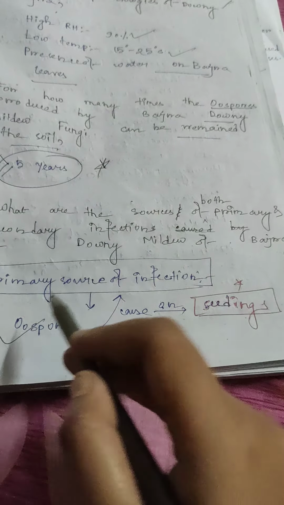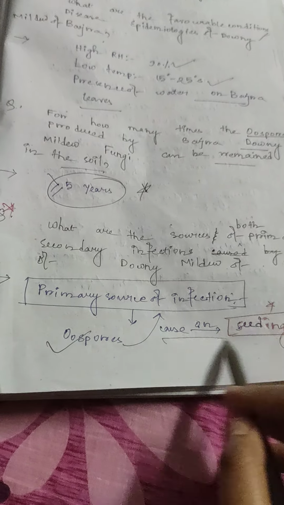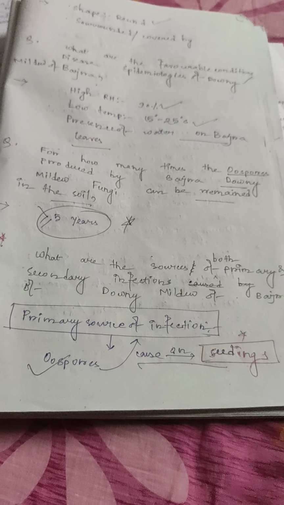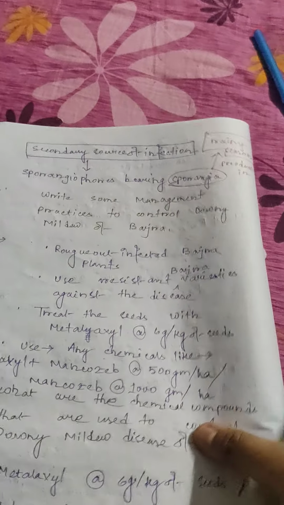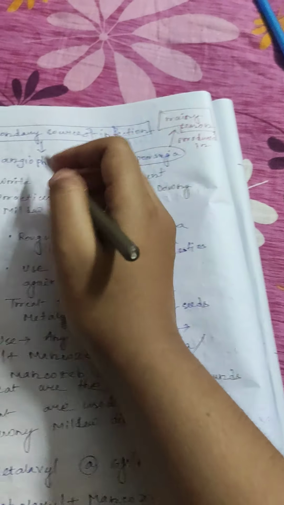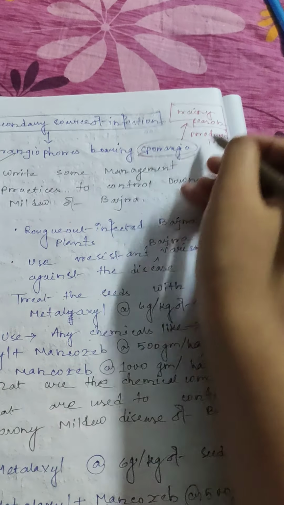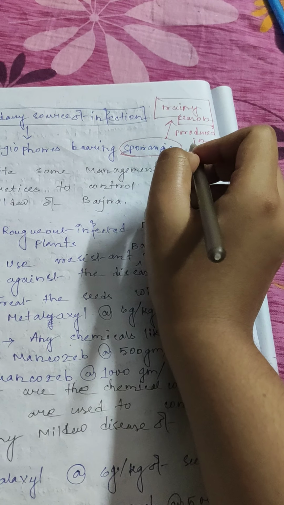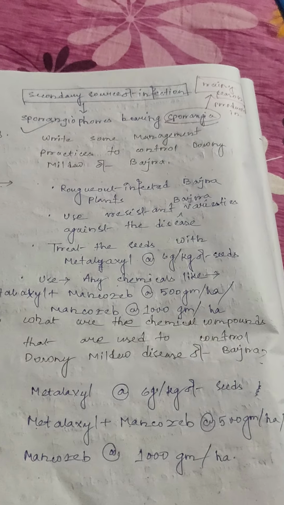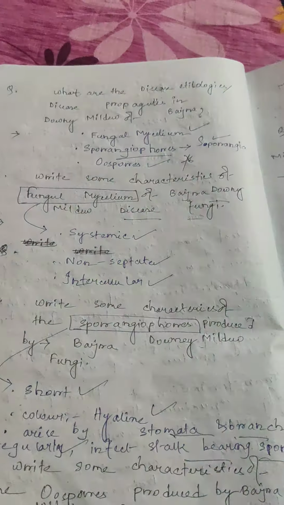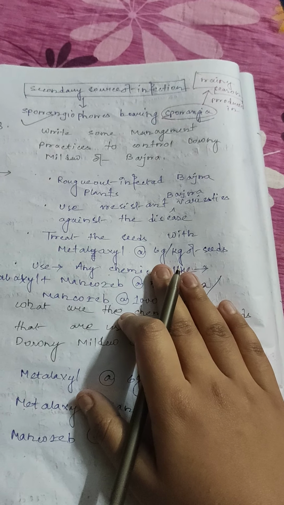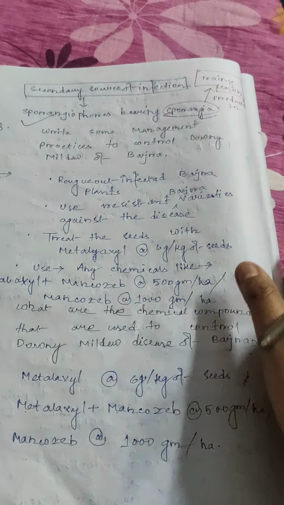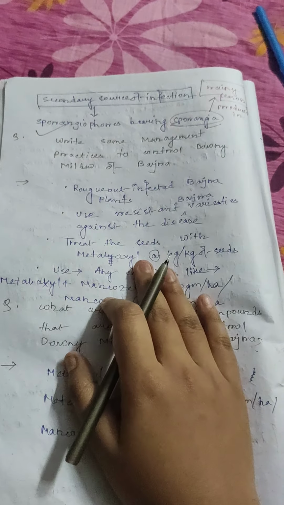What are the sources of both primary and secondary infections of downy mildew of bajra? The primary source of infection is oospores, which cause infection on the seedlings. The secondary source of infection is sporangiophores bearing sporangia, produced in the rainy season. So primary infection is caused by oospores on the seedlings, and secondary infection is caused by sporangiophores bearing sporangia produced in the rainy season.